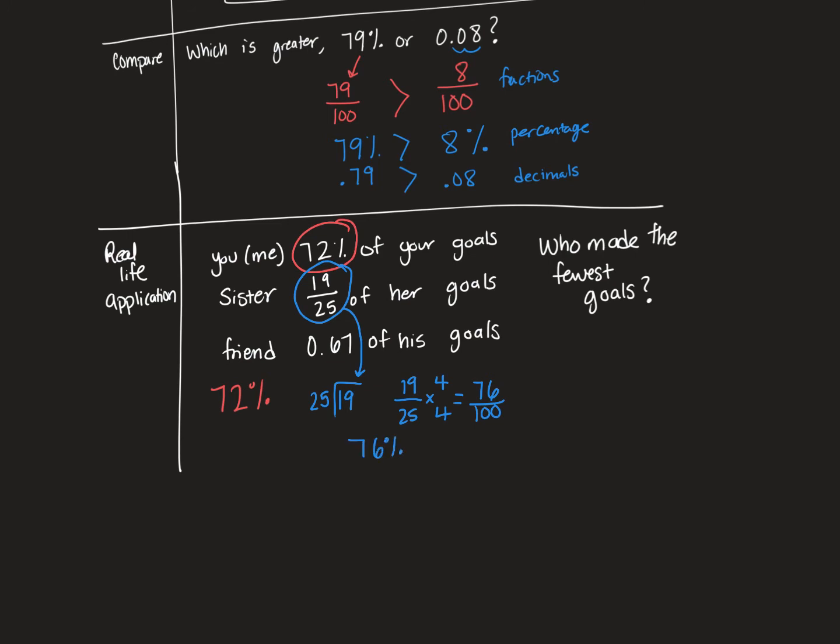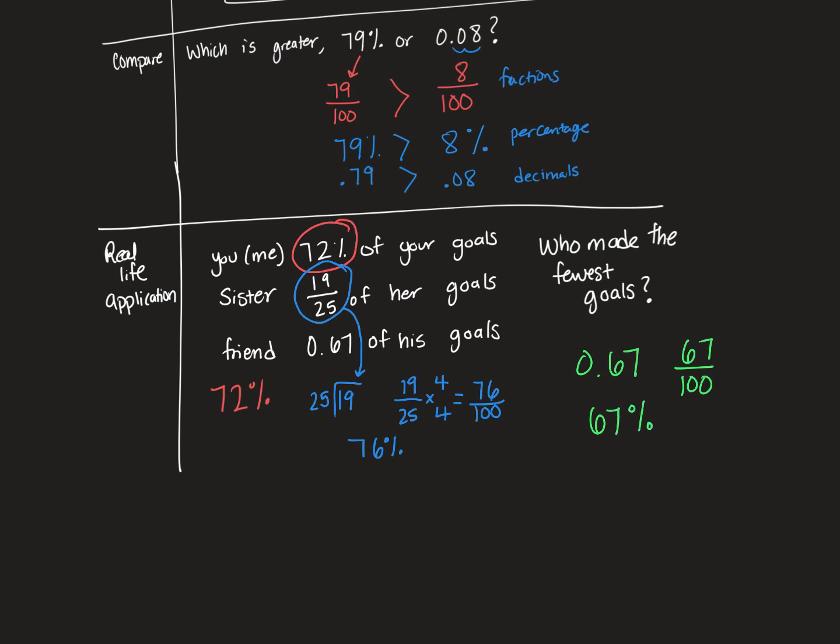So far between you and your sister, your sister is the better one right now. Sorry, I hate to break it to you. Your sister made more goals. Now your friend, on the other hand, gave us a decimal. But we can easily convert that decimal into a percentage. That's 67%, because 67 cents out of every 100 is 67%.